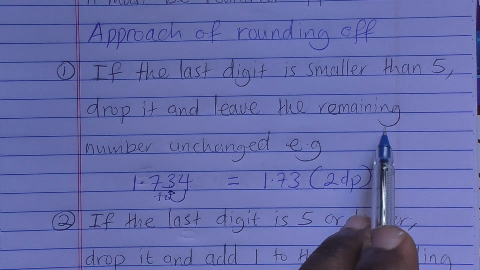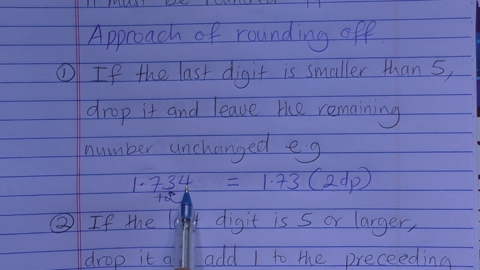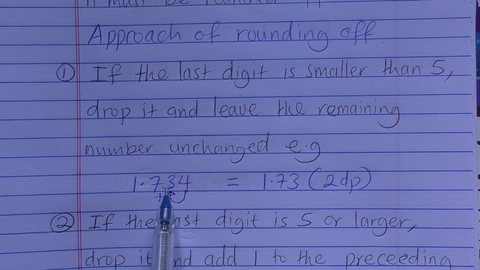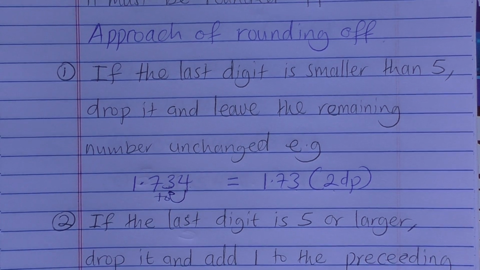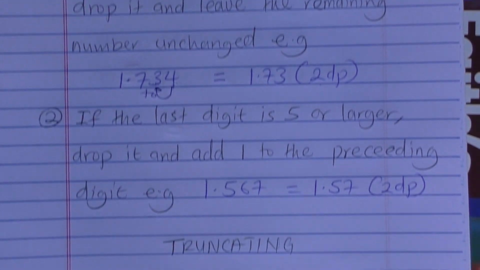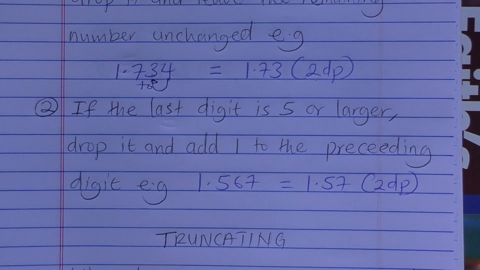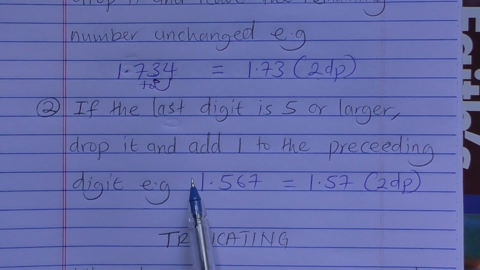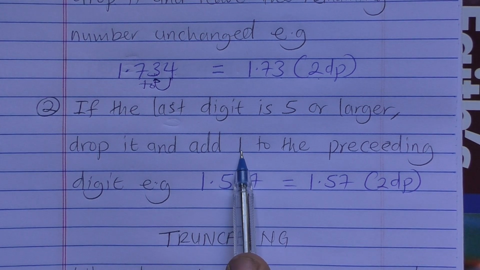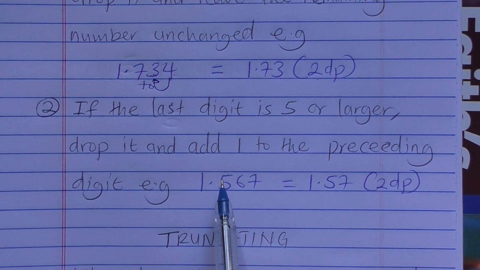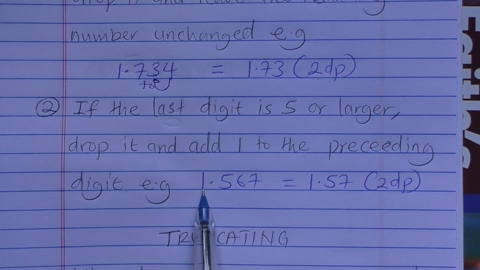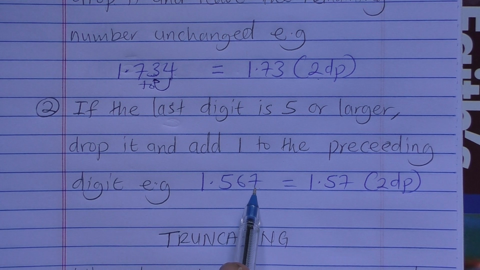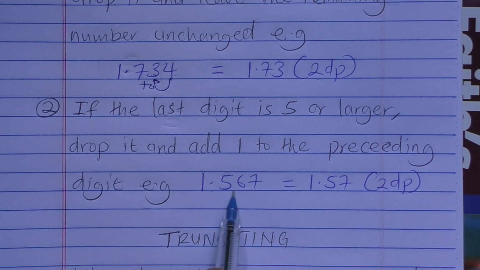So, when rounding off and the last digit is less than 5, we drop it and we leave this one unchanged. The second situation is where the number is 5 or larger. Where the number is 5 or larger, we shall add 1 to the preceding digit. That is to say, we have 1.567 and we want to round off to 2 decimal places because these are 3 decimal places.